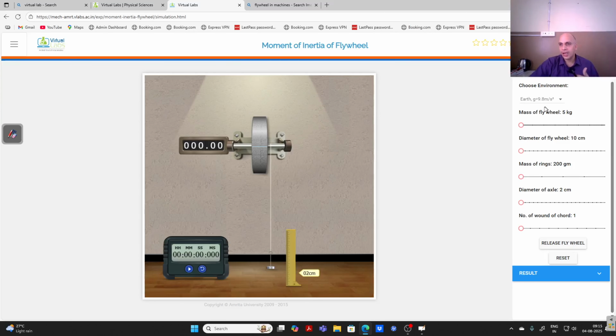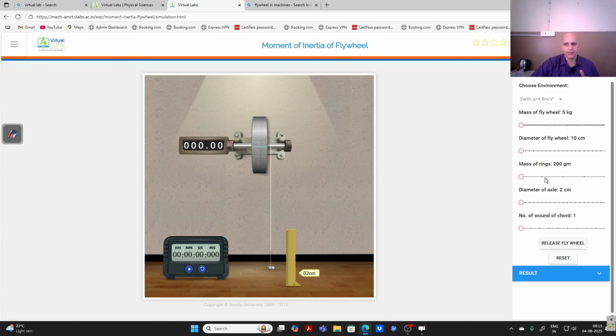So here I'm doing this experiment on the earth. Mass of the flywheel is 5 kilogram. Diameter of the flywheel is 10 centimeter. As I told you, it can be quite large, so it can't be measured with the help of a vernier caliper. So you have to use the method I told you for measurement. Then the mass of the ring, this ring, is 200 gram.